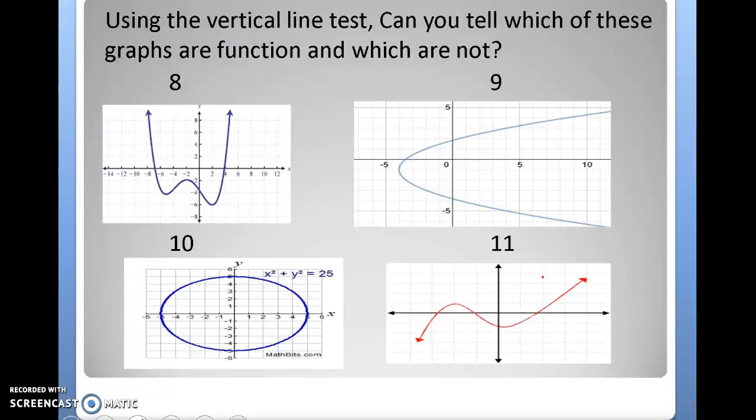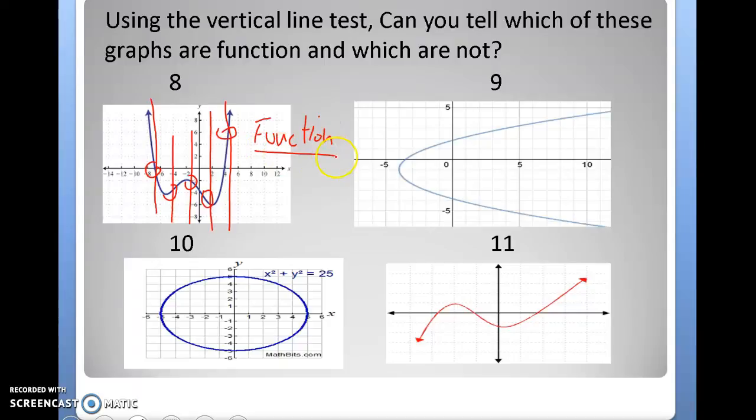Let's apply that concept to these graphs here. So number 8, without going through every single point, because I have a bunch of points here, I can just start drawing vertical lines. Does every vertical line go through exactly 1 point? And yes, it does. It either hits it here or here or here, but every vertical line hits exactly 1 point. So number 8, well, this one is a function.